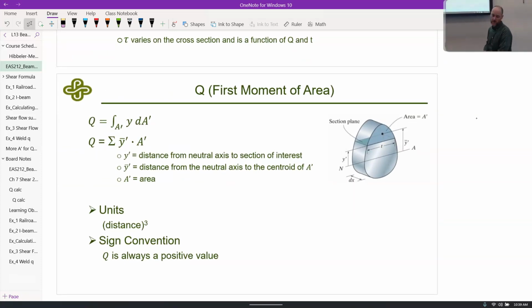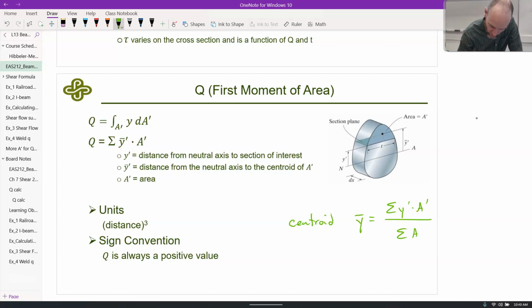So Q, that basic expression, was the integral of y dA. We're generally dealing with shapes that we can break up into rectangles or triangles, so we can look at that as the summation of y prime times A prime. Does that look familiar from another term that we've calculated? Where have we seen y prime and A prime? Not quite moment of inertia. What do we calculate before moment of inertia? Centroid. Yeah, so centroid. If we're calculating y bar, the general form of that equation is the summation of y prime times A prime all over the summation of A prime.